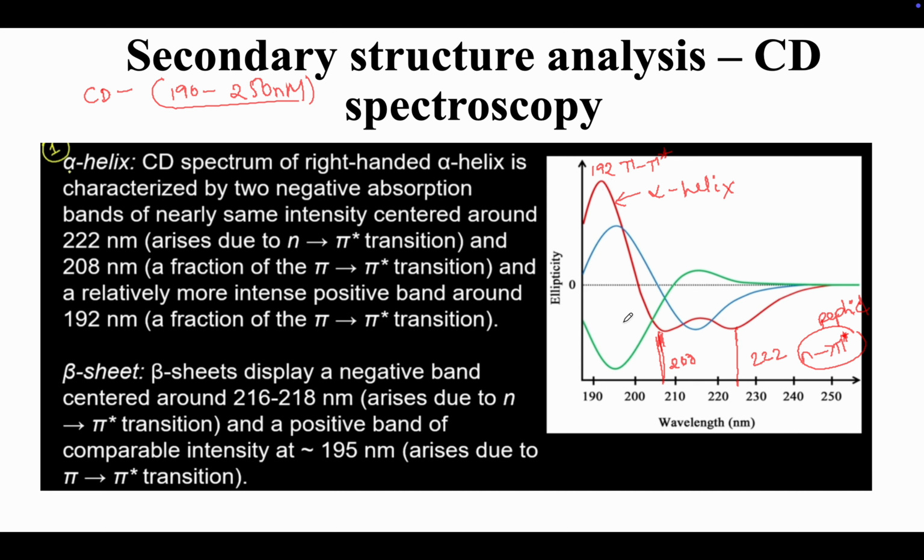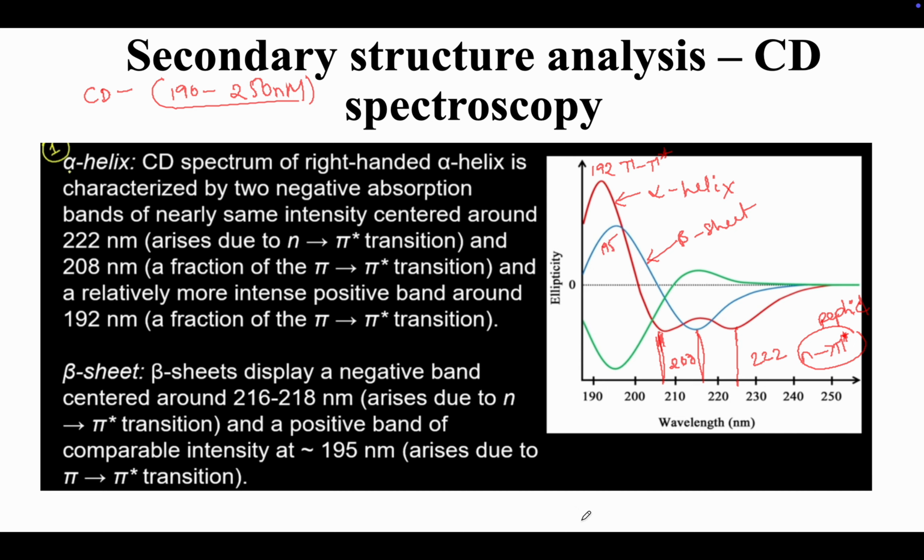Similarly, for beta sheet we have one negative band and one positive band. This is the blue band, the beta sheet. The negative band is between 216 and 218 nanometer, and we have one positive band at 195 nanometer.